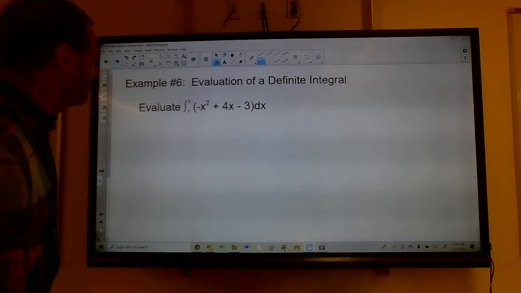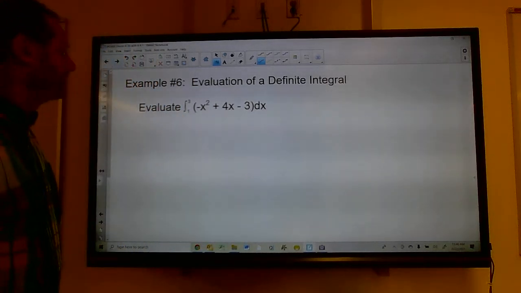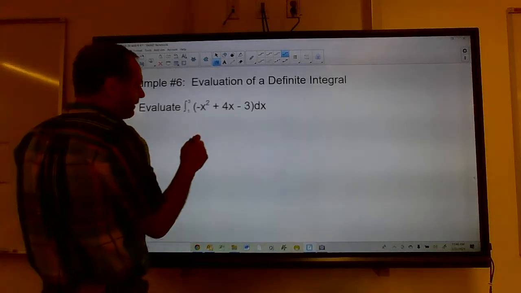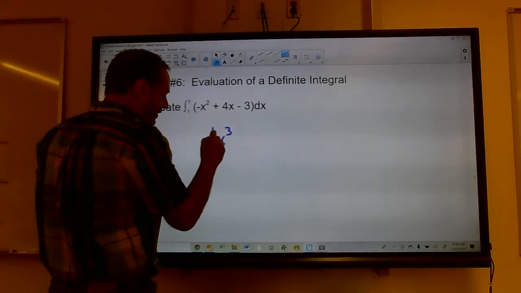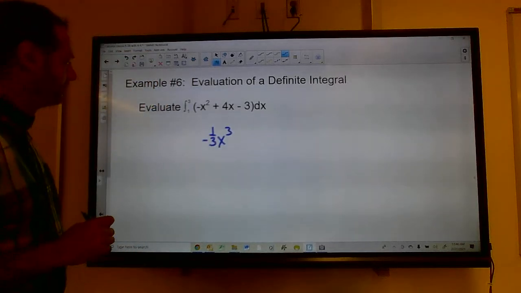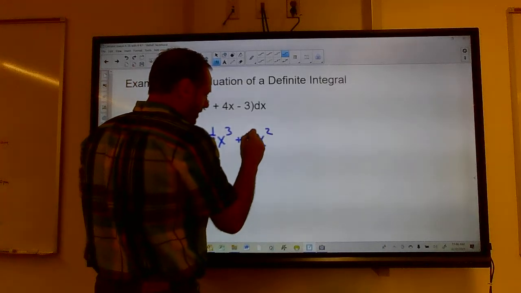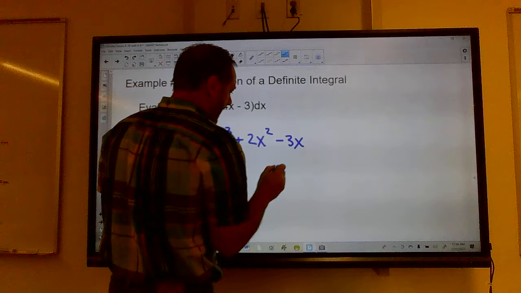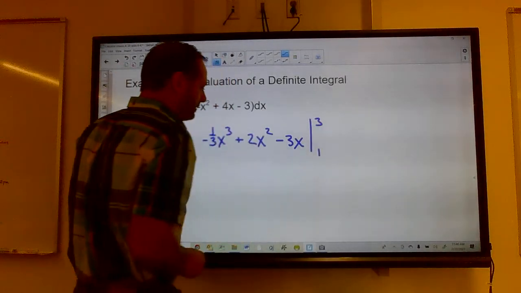Okay, evaluate this definite integral, from 1 to 3 of negative x squared plus 4x minus 3 dx. Okay, so we're going to integrate this. So this is going to be x cubed, I'm going to need a 1/3 here. And then plus, this is going to be x squared, I'm going to need a 2 right there. Minus 3x. Okay, so I've integrated that. I'm going to evaluate it from 1 to 3.